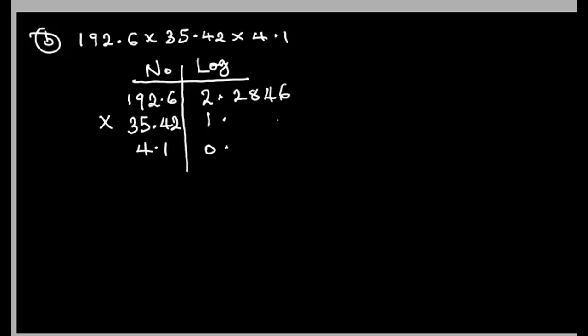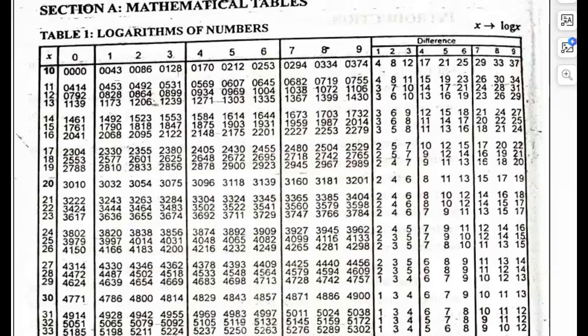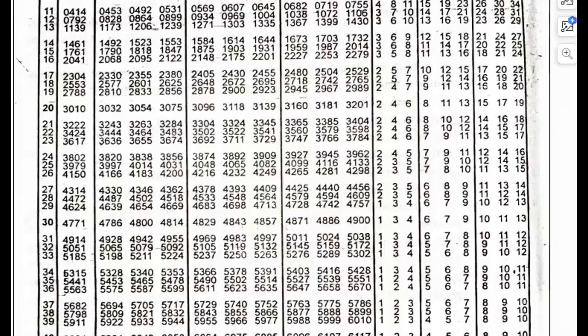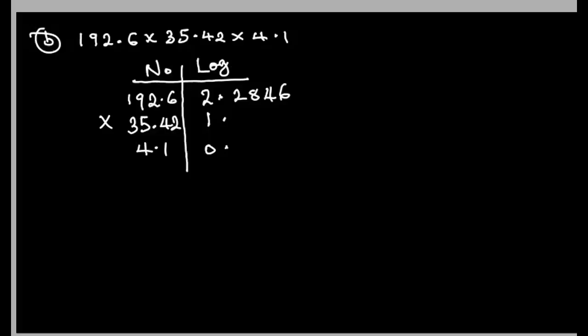Now for the next one, look for 35 under 4, difference 2. Under the logarithm of number 35 under 4, you get the difference of 2. You add everything. After doing that, which I believe you can now do, we have our answer to be 5, 4, 9, 2.